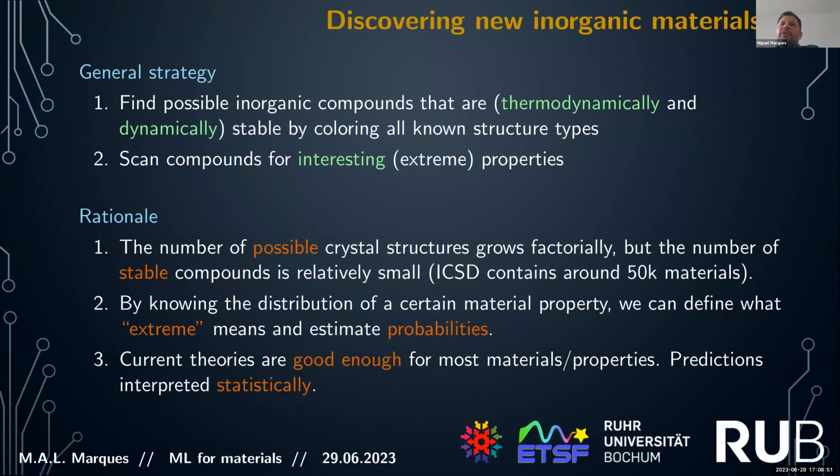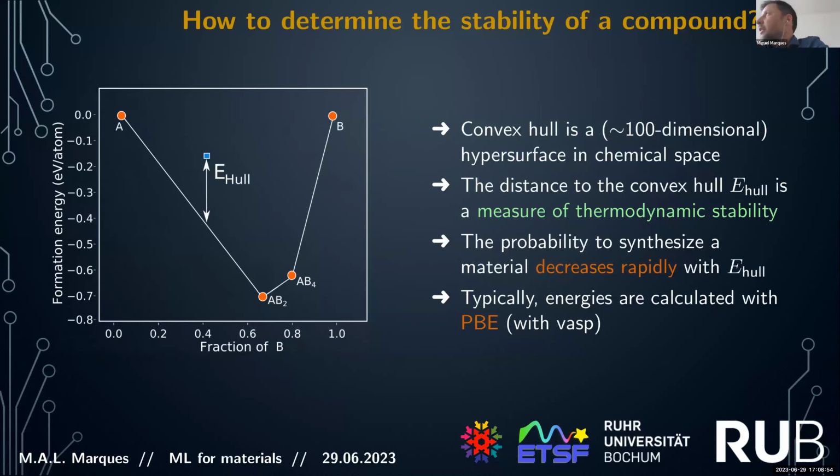What do I mean by thermodynamic stability? This, I think, is already well known, but it's a good thing to insist on this point. Thermodynamically stable materials are, mathematically speaking, the materials that define what we call the convex hull of thermodynamic stability. This is a hypersurface in what we call chemical space, a space defined in each axis by a chemical element. So it has around 100 dimensions, because we have around 100 chemical elements. To visualize this hull is very hard because the space is very large.